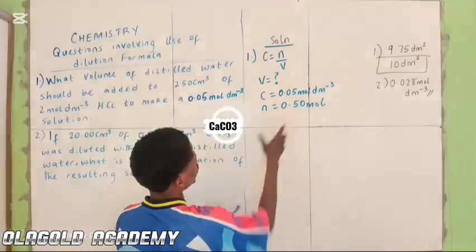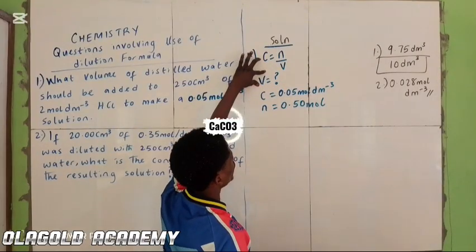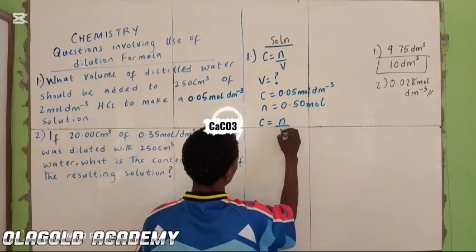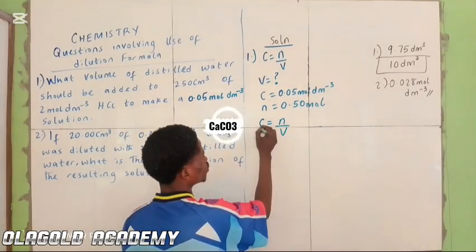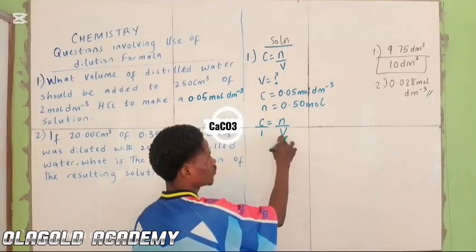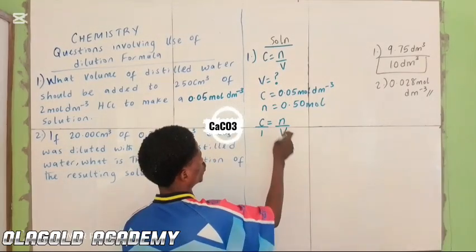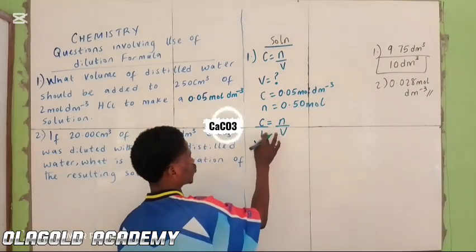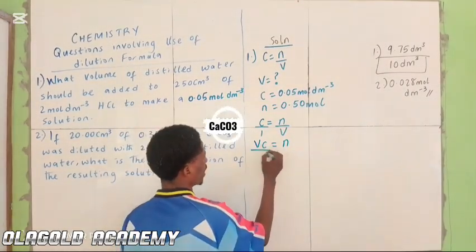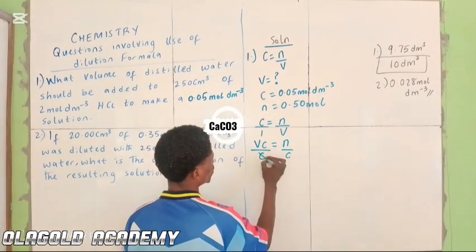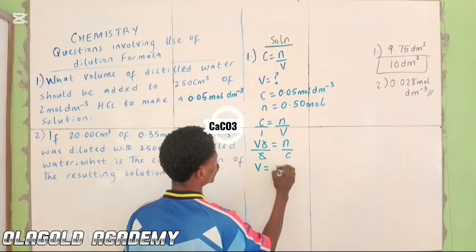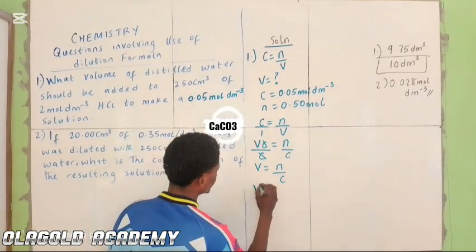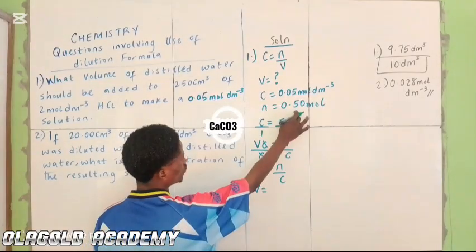So the next thing for us is to now find our volume here. We have C equal to N over V. Since we are looking for V, we just make V the subject of the formula by cross multiplying. So V times C gives us VC equal to N times 1 gives us N. Both sides divided by C over C. C cancels C. So we have V equal to N over C.